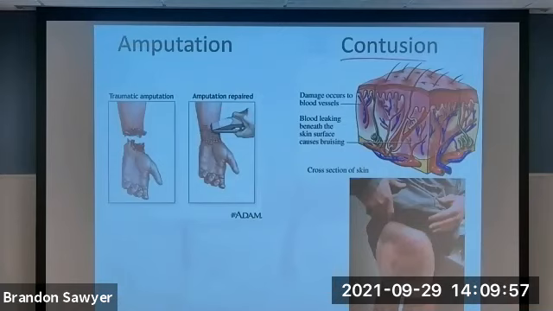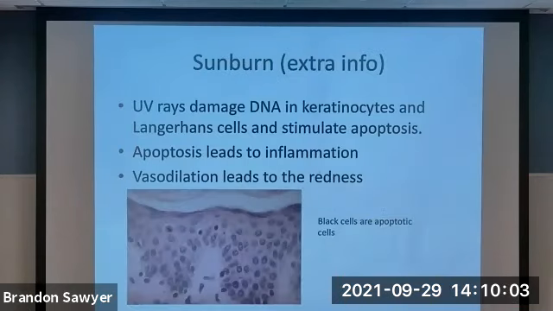Okay, these next 2 slides are just extra info. You won't be tested on it, but I always got questions on these, so I made some slides on it. Okay, so students would always ask what happens when you get sunburnt. Okay, and so this is a microscopic view of the skin after a sunburn.